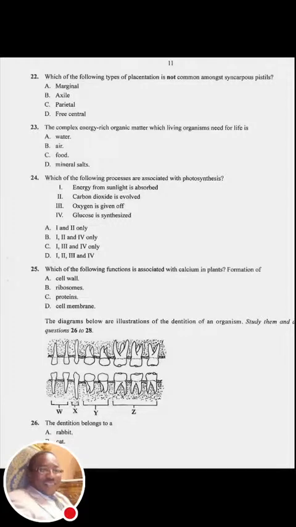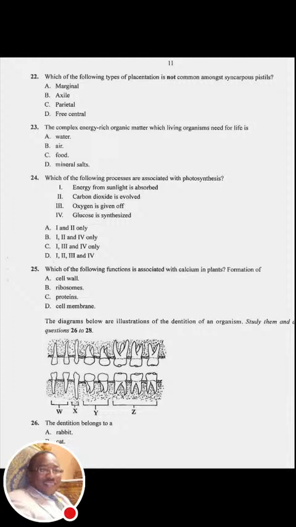So the answer to number 22 is A. Marginal is found in bean pod along one side. It is never found in a syncarpous pistil, right? But axial, parietal, and free central are found in syncarpous pistil.